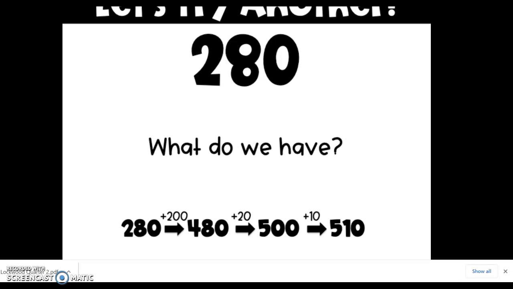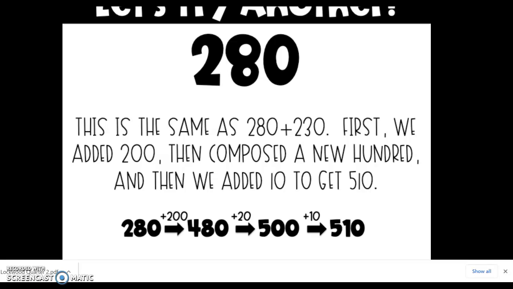Okay. And you add another 10 to it, and you get 510. Okay, so if we look at the very top of those arrows, we have 200, 20, and 10. If I compose all those together, I have 230. So if I look at the very first number, it's 280, and I say 280 plus 230 equals 510. That's the right answer.